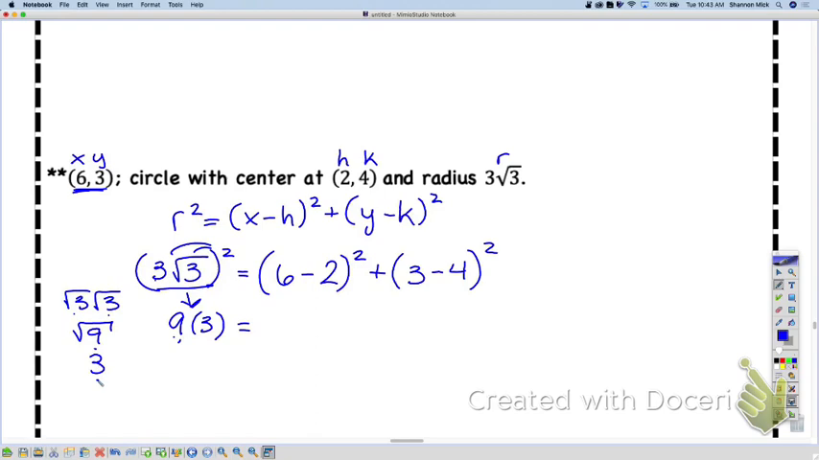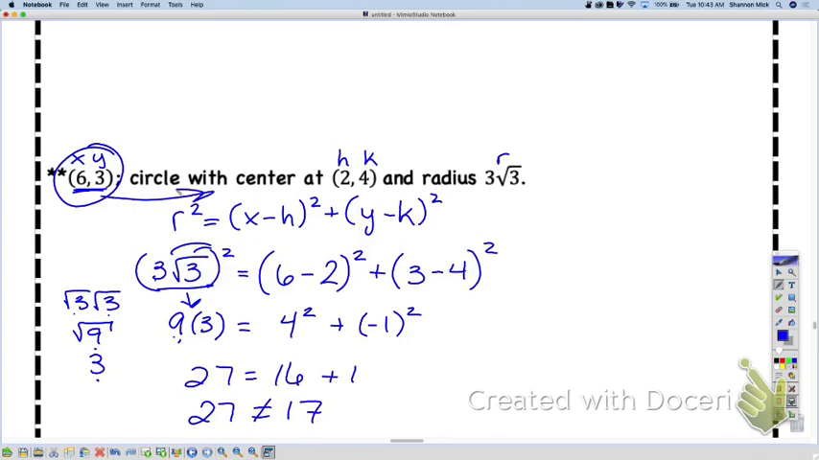Okay, then over here, what do we got? We've got 4 squared plus negative 1 squared. So I get 27 equals 16 plus 1. So 27 doesn't equal 17. So is this point on the circle? No.